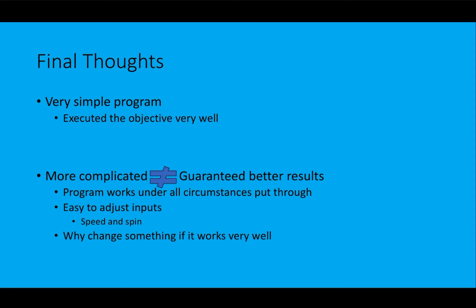And honestly, it's a very simple program. I know it's very simple, but it executed the objective very well. And I'm not sure if any more complicated programs would guarantee better results, so I didn't want to mess with something that already worked. And it was easy to adjust the inputs, the speed especially; spin, you'd have to go inside the function, but why change something if it works very well?